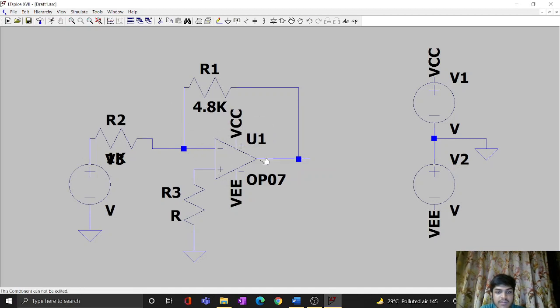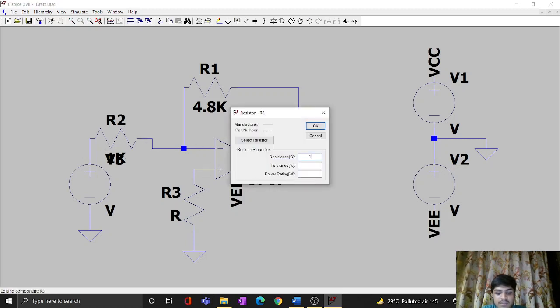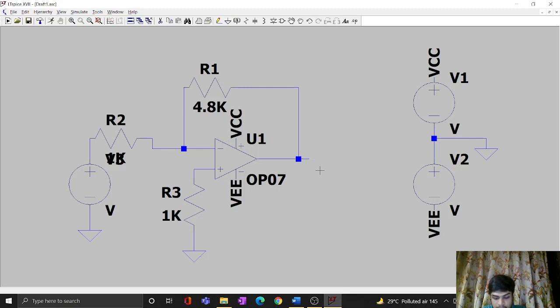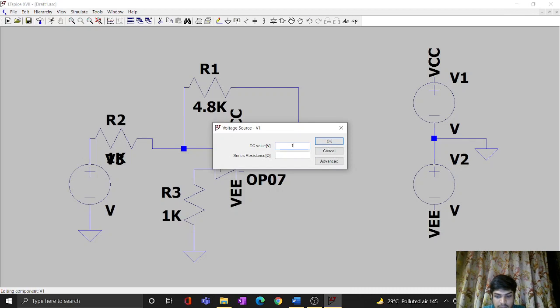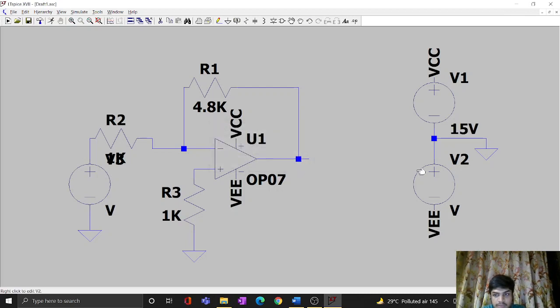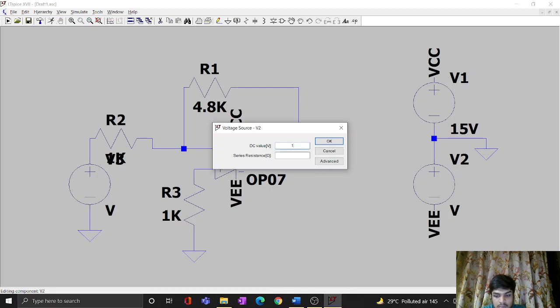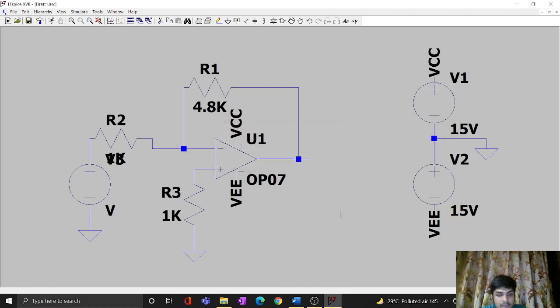As we know, in an inverting amplifier, the gain is given by Rf upon Ri, and here the Rf is the feedback resistance, that is 4.8k, and the input resistance is 1k, hence we'll have a gain of 4.8. I'll give this as 1k as well. Now I'll give the positive and the negative power supply of the op amp as 15 volts. Now our circuit is ready for simulation.